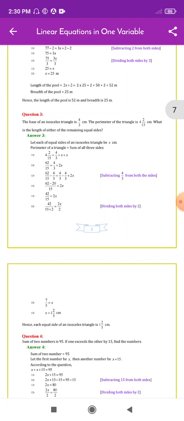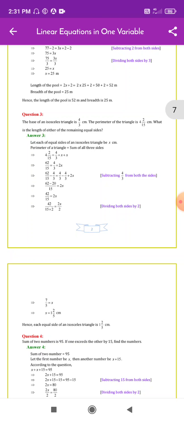Now see, what we are going to do, we are just shifting the 2, that is 2x, we are shifting the number. So what we have to do, we have to divide both sides by 2. After dividing, what we will get as the answer is x equals 7 upon 5. We have to divide 7 by 5, we will get the answer 1 2/5 centimeters. So each equal side of the isosceles triangle is 1 2/5 centimeter.